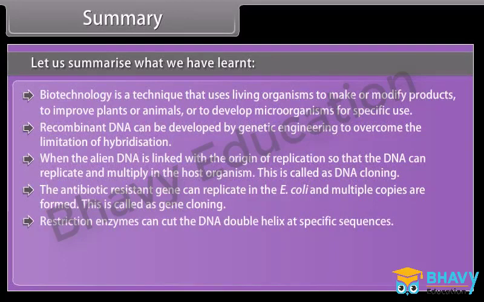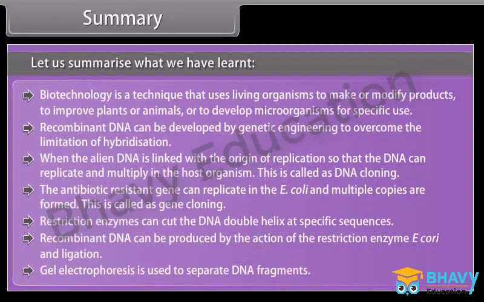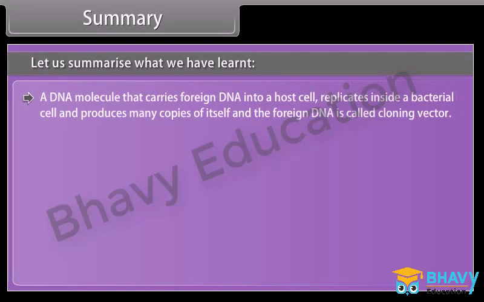Restriction enzymes can cut the DNA double helix at specific sequences. Recombinant DNA can be produced by the action of the restriction enzyme and ligation. Gel electrophoresis is used to separate DNA fragments. A DNA molecule that carries foreign DNA into a host cell, replicates inside a bacterial cell, and produces many copies of itself and the foreign DNA is called a cloning vector.